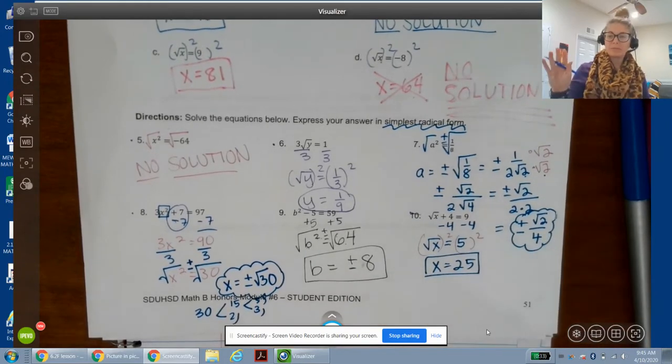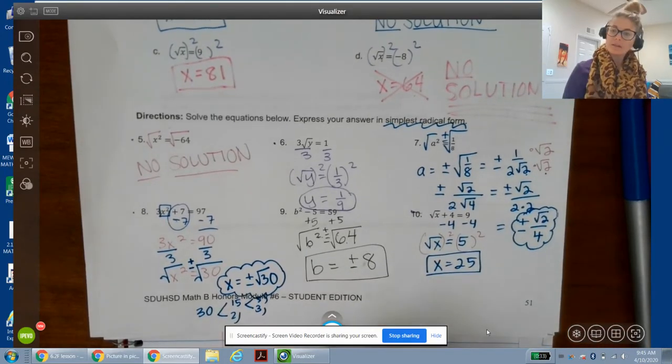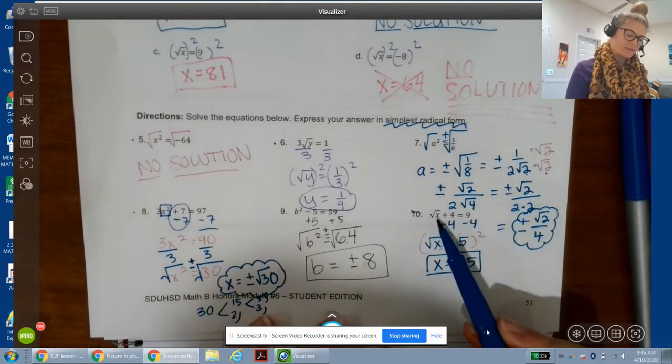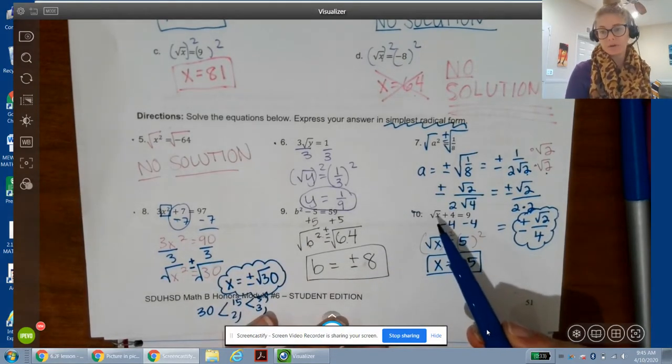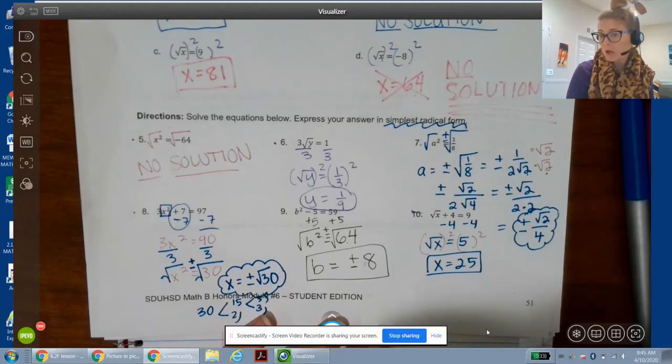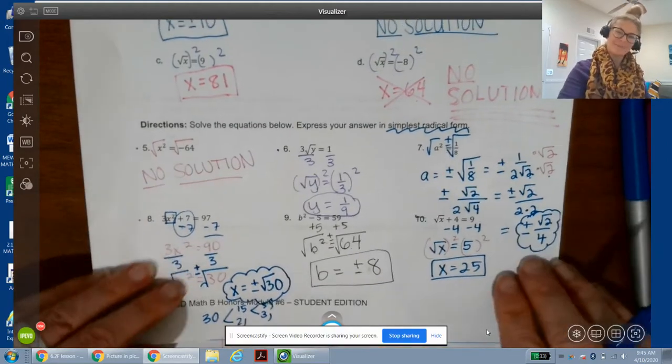You're going to say, wait, Mrs. Barr, plus or minus? No, because here we don't have a variable being squared, we have a variable being square rooted. And can you take the square root of a negative? Nope. Okay, let's keep going.